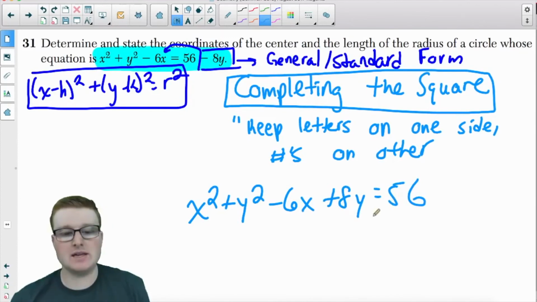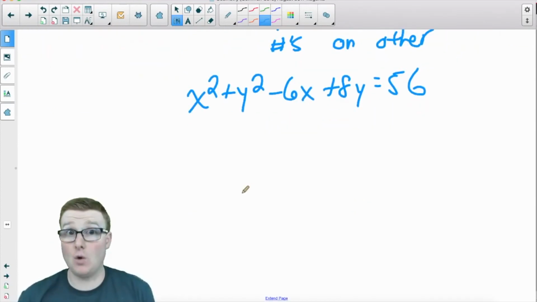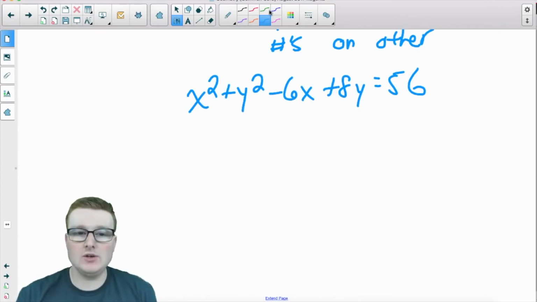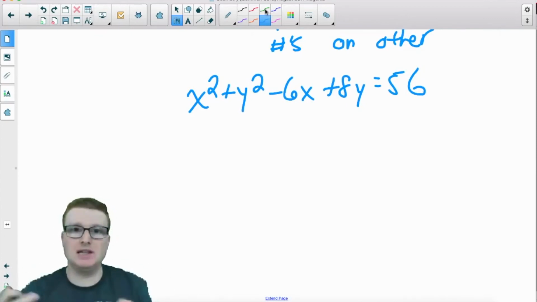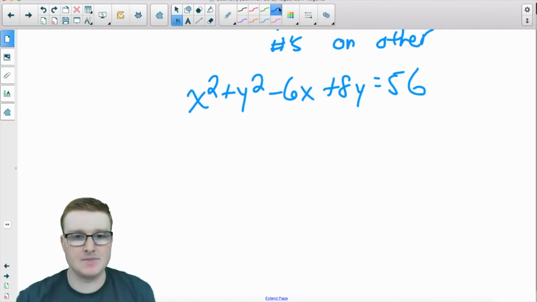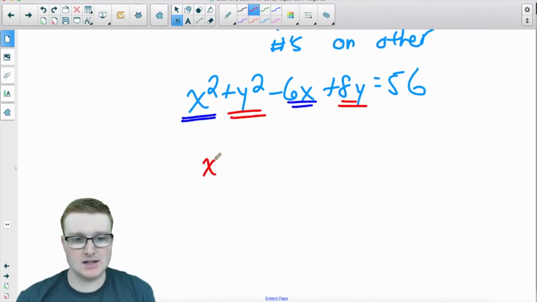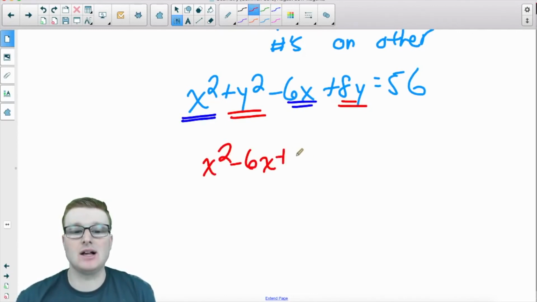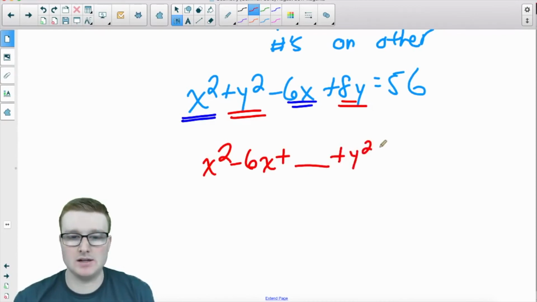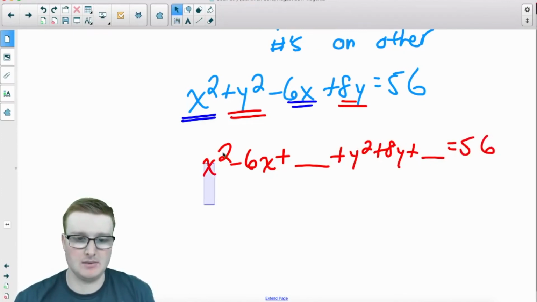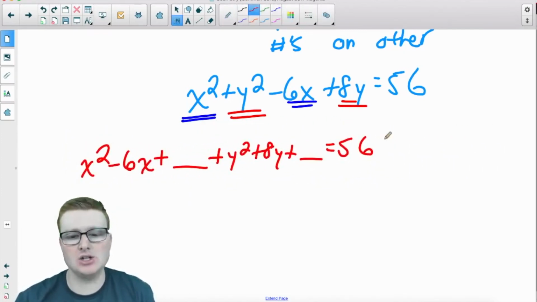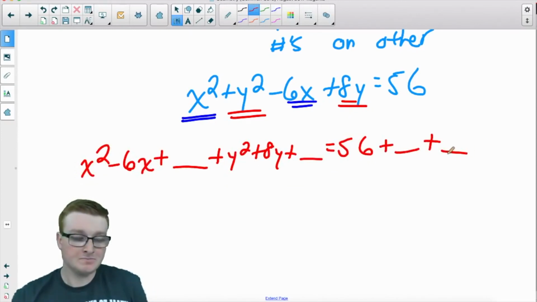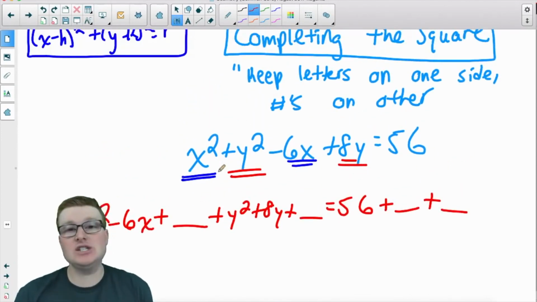So from here, we're actually going to perform completing the square. What you need to do is rearrange the letters on the left-hand side of the equal sign. For example, the x's go with the x's, the y's go with the y's. So we get x squared minus 6x plus something, plus y squared plus 8y plus something, equals 56 plus something plus something. Now, wait a minute. You're like, Trevor, where did you get these blank spaces from? Well, this is what we've got to do. What I just did is rearrange the x's together and the y's together.